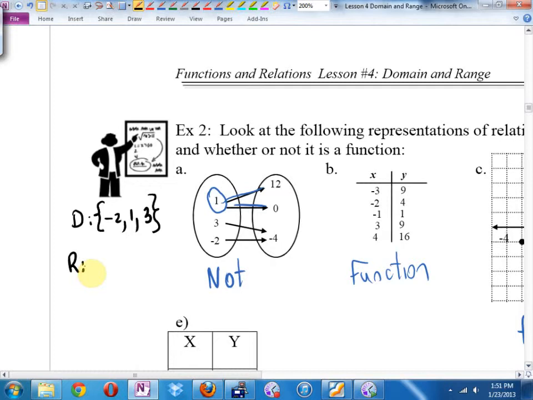What's the range? -4, 0, and 12. Yep. -4, 0, and 12.